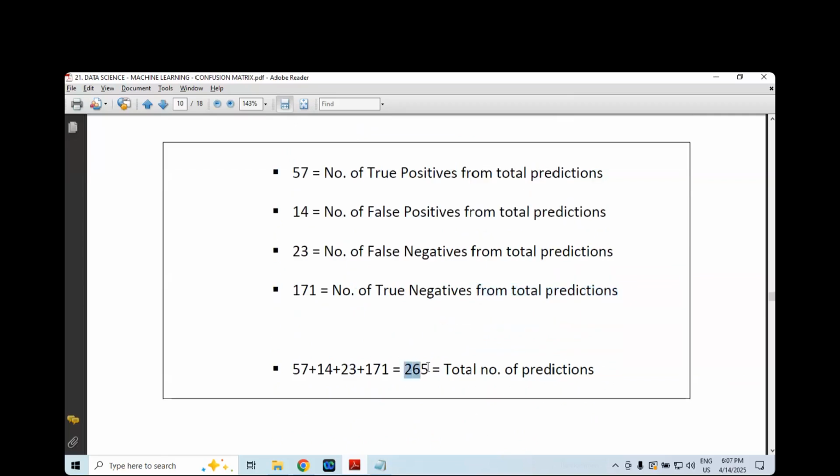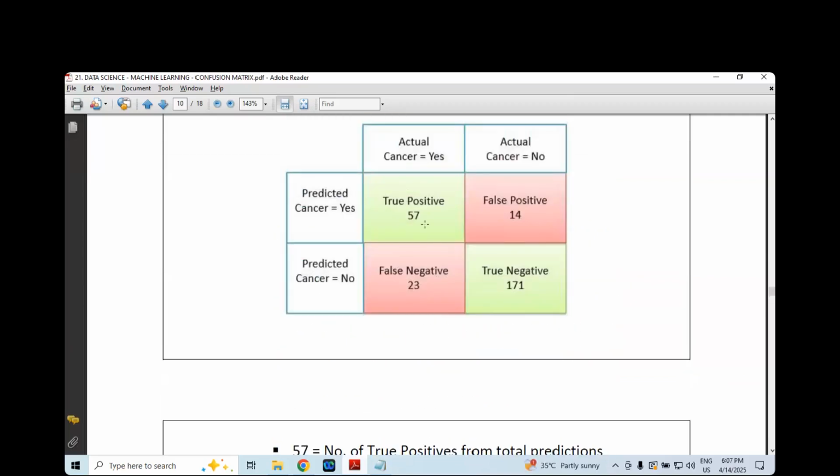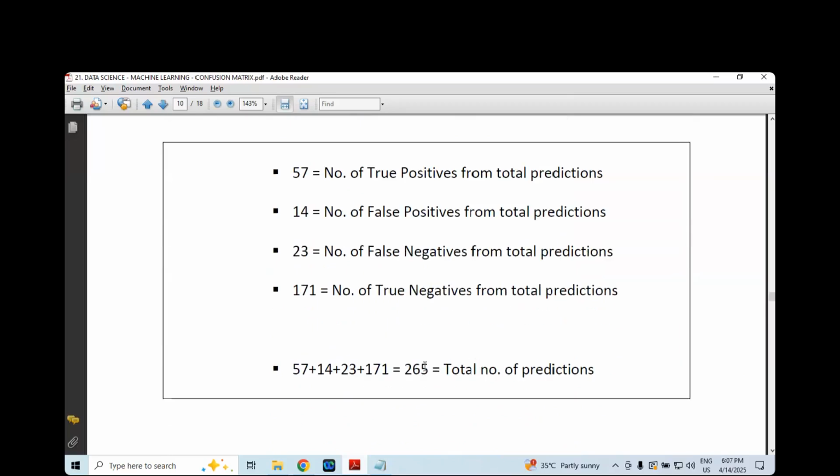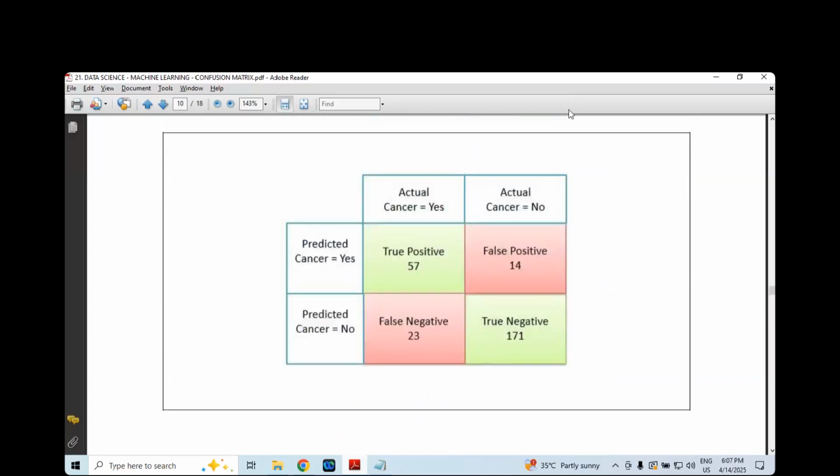What is our total prediction? 265. How did you get 265? 57 plus 14 plus 23 plus 171. Good. The model did a total of 265 predictions. Out of 265, this one is the right prediction. This one is also a right prediction. This one is a wrong prediction. That's what you need to understand.